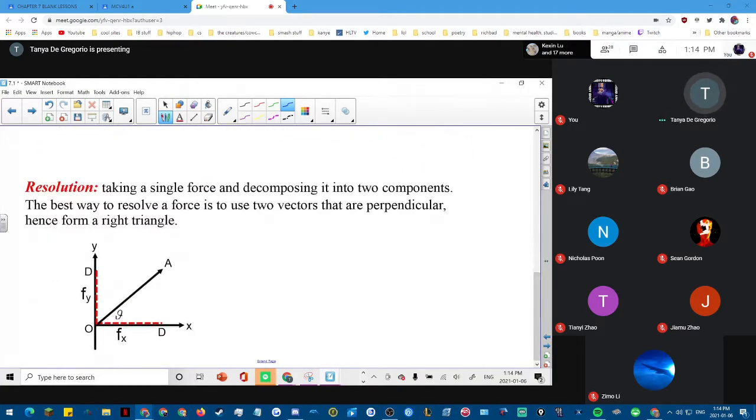Okay, resolution. Taking a single force and decomposing it into two components. So we've already talked about component form, and you're already understanding that the components make up the slope of that vector, the rise and the run. And so when we're resolving vectors, we're looking at the two forces that are perpendicular that form a right angle triangle. So you're looking at the components. We call this the force on X, and here is our force on Y just because of the axes.